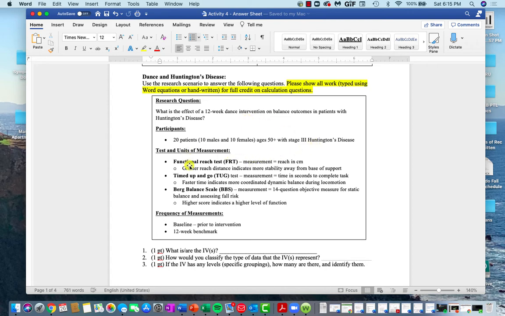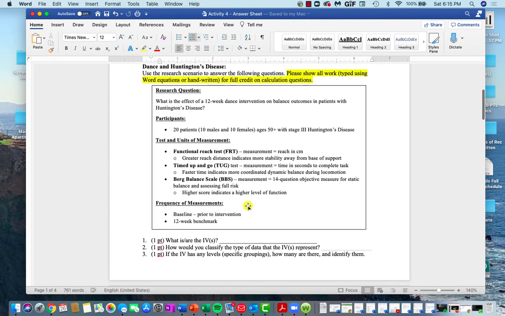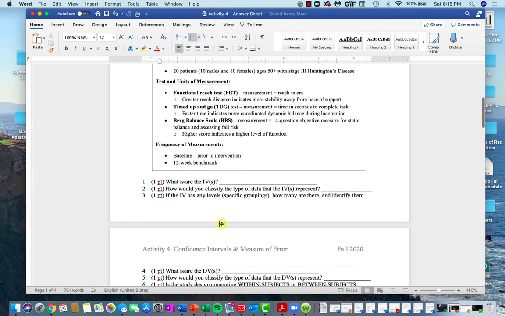And you're going to be using these 3 different tests. I've indicated what the unit of measurement is for each of these tests as well as what the results mean. I don't know if any of you are familiar with these tests. If you've worked in a PT clinic, maybe you've done these different things with individuals before. But the frequency of measurements, we have a baseline measurement taken prior to the intervention as well as the 12-week benchmark so that we can see the difference between start and stop times, right?